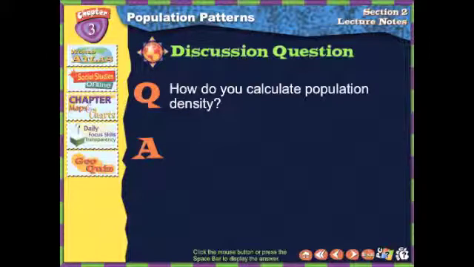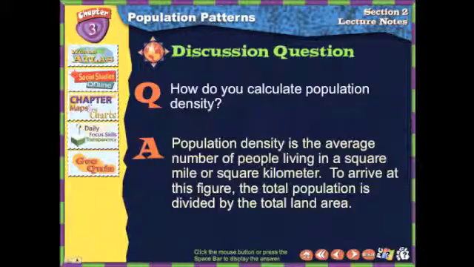So you might be sitting there wondering, how do you calculate population density? Population density is the average number of people living in a square mile or square kilometer. To arrive at this figure, the total population is divided by the total land area.